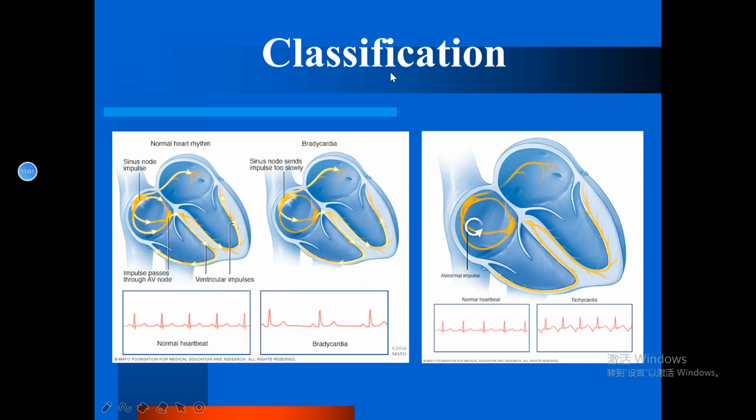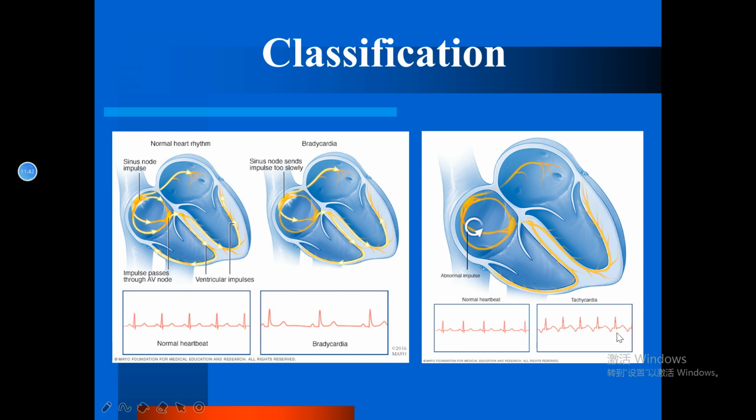Okay, we have a classification of the arrhythmia. This is a normal heartbeat, right? 1 beat, 2 beat, 3 beat, right? Every beat has a fixed interval. That is a normal heartbeat, not too fast, not too slow. And in this one, we can see the heart rate is slowed down, maybe smaller than 50 beats per minute, maybe just 30 or 40 beats per minute, right? We call it what? Yes, we call it a bradycardia.